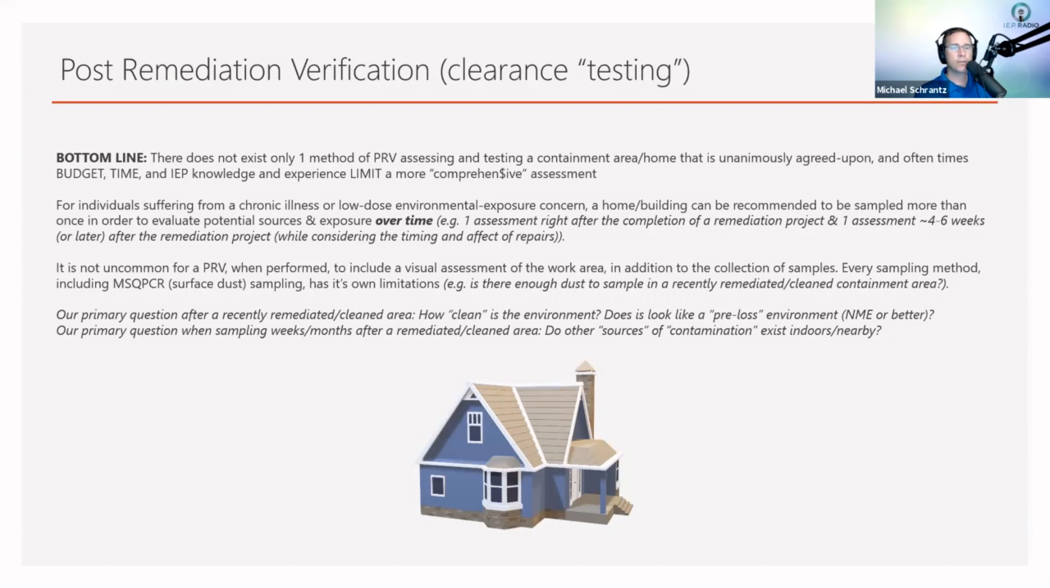For individuals suffering from a chronic illness or low-dose environmental exposure concern, a home or building can be recommended to be sampled more than once in order to evaluate a potential source or sources and exposure concerns over time. So as an example, you may do a PRV test 2 to 3 days after the work has been done, the work meaning the remediation and the cleaning. But then you may decide to do a test 4 to 6 weeks down the road, maybe right after repairs are done, or literally 4 to 6 weeks afterwards, to help us understand, is there something else that could be in the home? And there's a lot of things to consider.